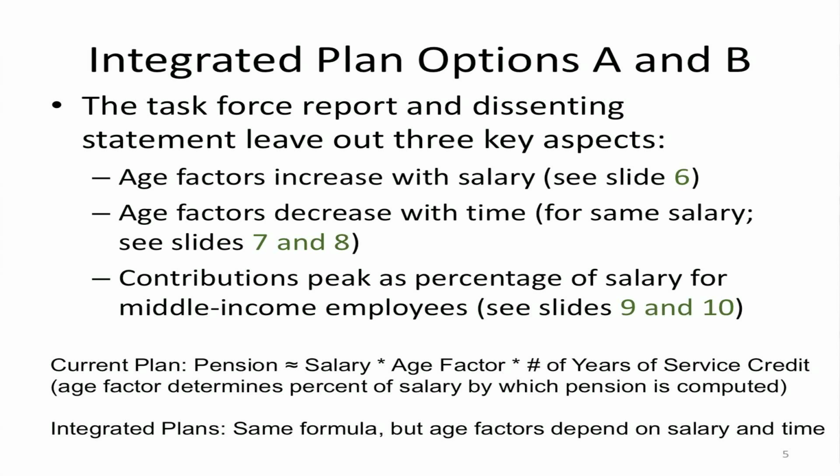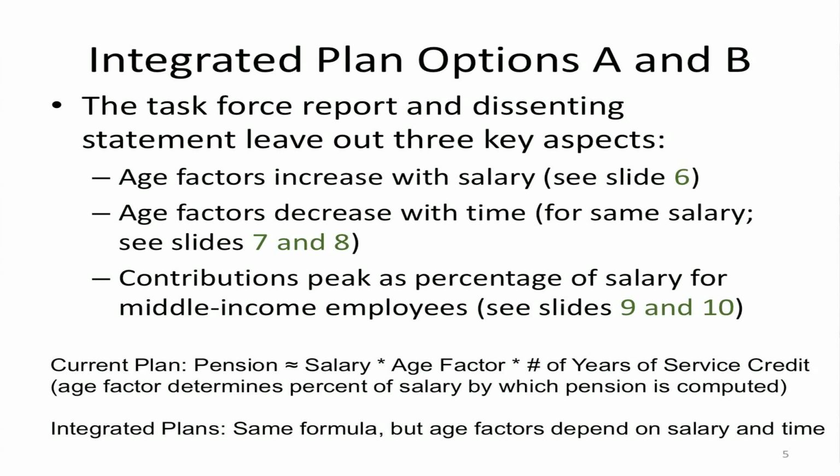And most of these options are going to ask you to reduce this age factor and therefore reduce the percent pension income. And in integrated plans, the formulas are the same, but the complexity happens because this age factor, which currently depends only upon your age and nothing else, in the new plans will depend upon your salary, and it will also depend upon the time when you retire. So, those are the complications that make these formulas much more complex.